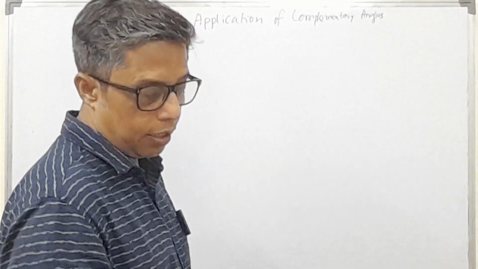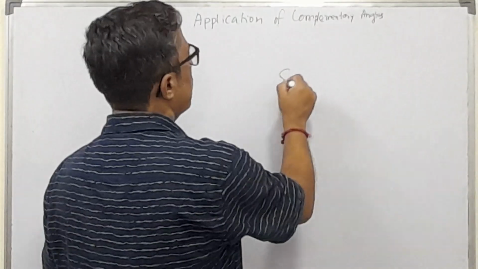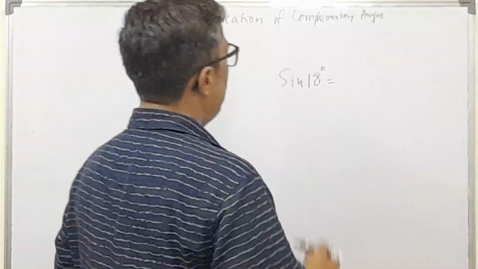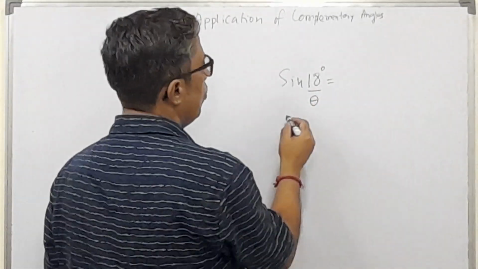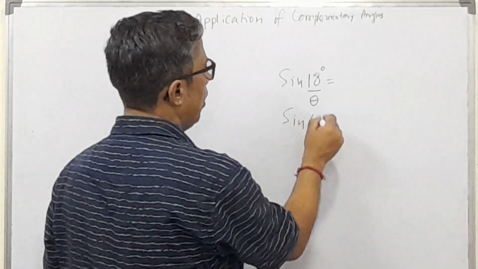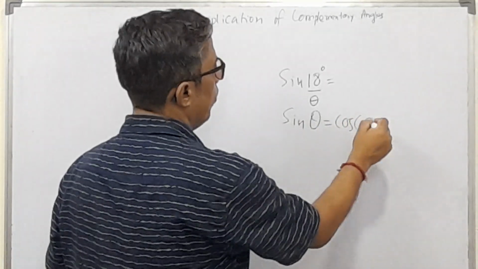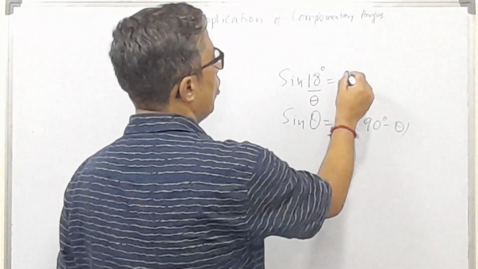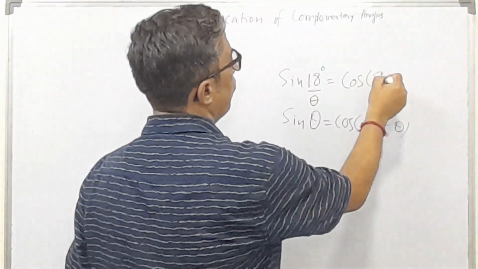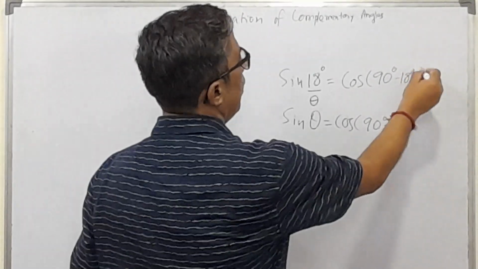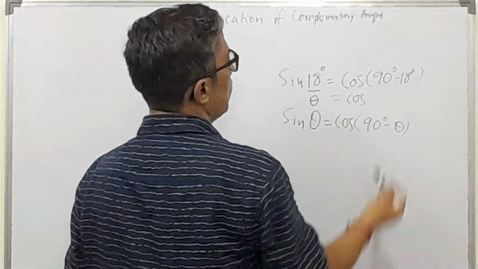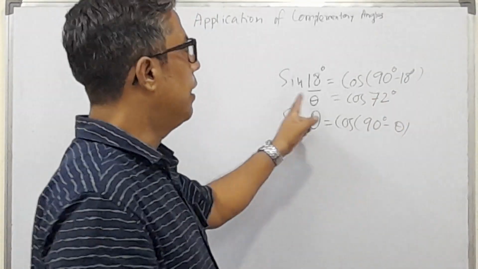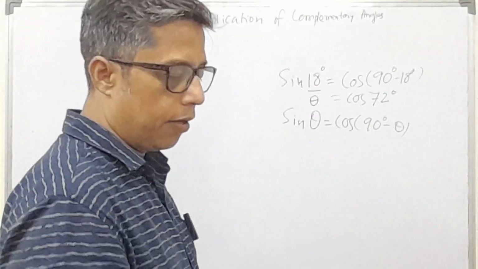Now let's do something. Let me show you, like sine of 18 degree. What will be the value? So we have to take it as theta. So we know the formula: sine of theta is equal to cos of 90 degree minus theta. So if 18 degree is equal to theta, then sine of 18 degree means cos of 90 degree minus 18 degree. So that means cos of 72 degree. So sine 18 degree is equivalent to cos 72 degree.